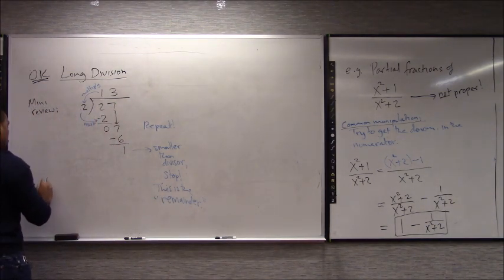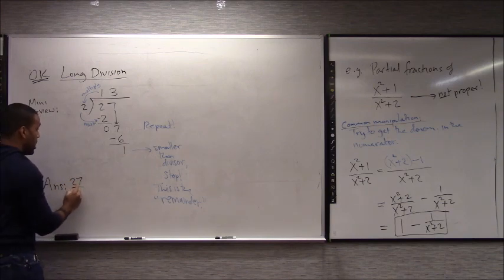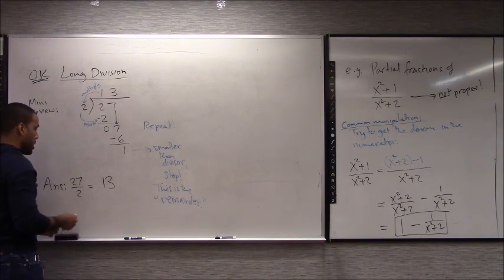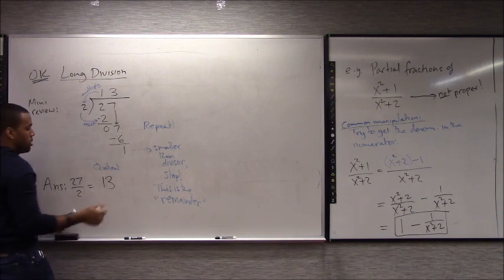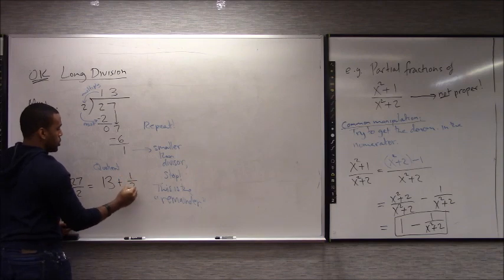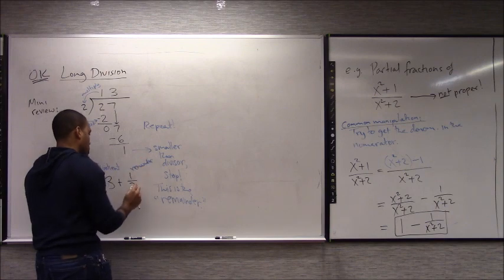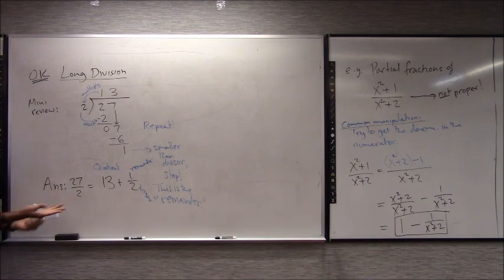And so how your answer would look is if I take 27 and divide by 2, that will give me 13, which is the number up here. That guy is called the quotient. Plus 1 over 2. This is the remainder over the divisor. So in other words, 27 over 2 is 13 and a half. Now, of course, we could probably do that much quicker in your head, but I wanted to remind you of how the process of long division works.